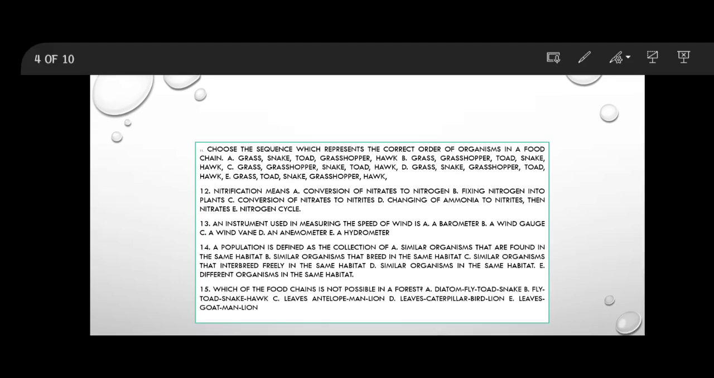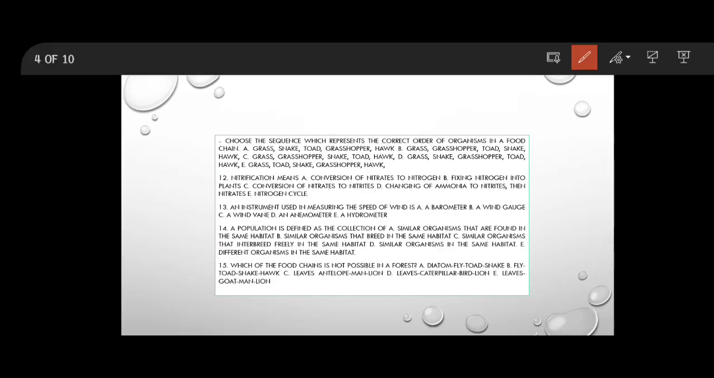Moving on. The question says, choose the sequence which represents the correct order of organism. That is, it is asking us about food chain. And we know that our food chain will range from the producer to the tertiary consumer. Let's check. Option A, grass, yes. Snake. The first thing you are going to note there is that it is placing snake as the primary consumer. That is, snake is feeding on grasses, which is not possible.